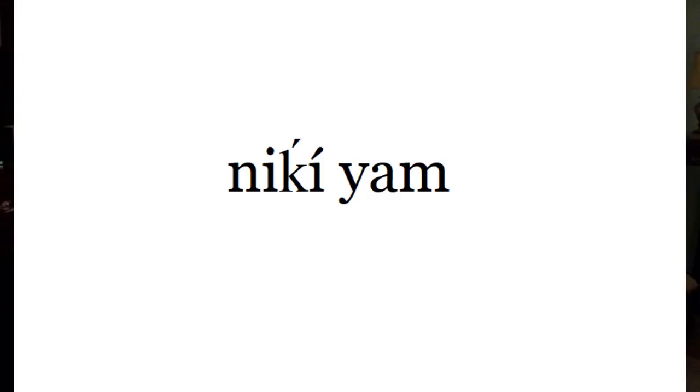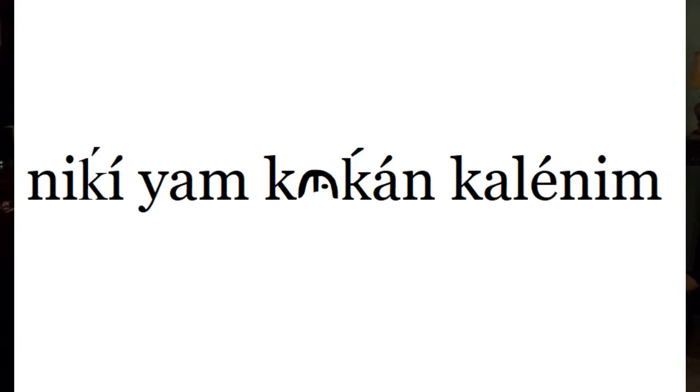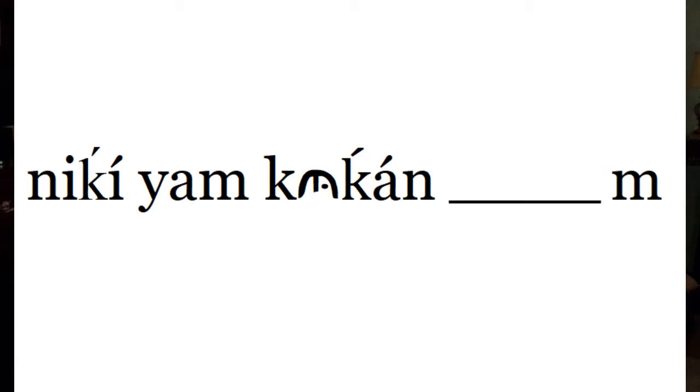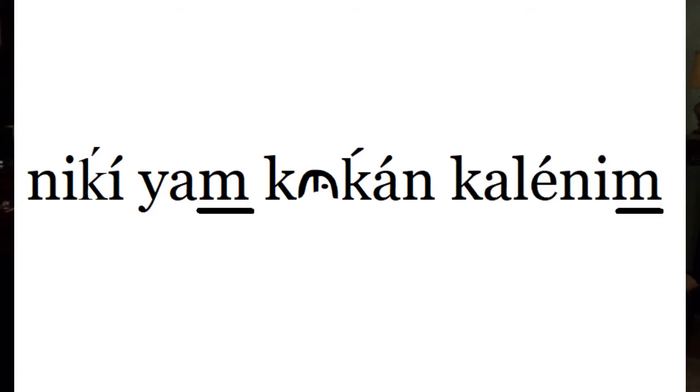Let's make sure you know how to say what your name is. Niki yam is my name. Repeat, niki yam. Now I'll say it with my name. Niki yam kakan Kalenim. Repeat after me, but with your own name. Both yam and your name end in M because of the equal sign verb kakan between them.